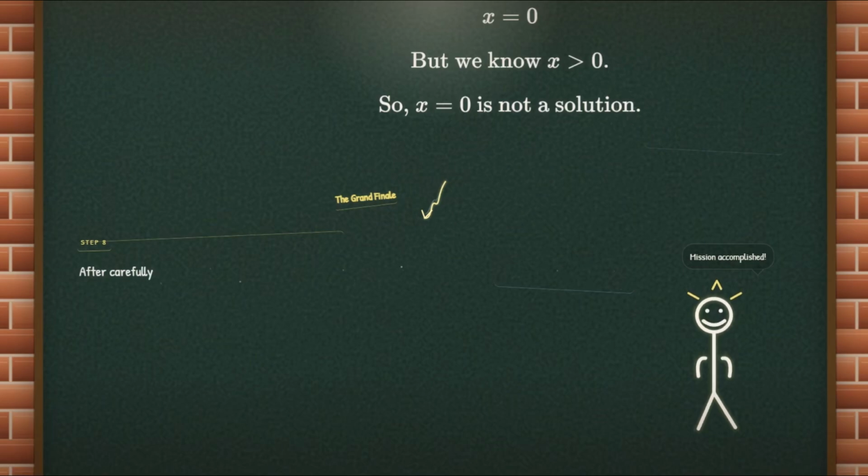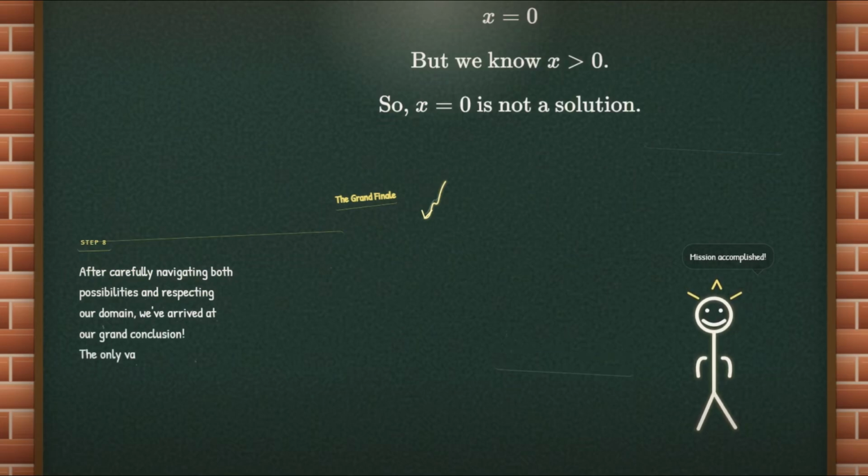After carefully navigating both possibilities and respecting our domain, we've arrived at our grand conclusion. The only value of x that makes x to the 1/2 to the 1/2 equals 1 a true statement is x equals 1. Bravo, everyone.